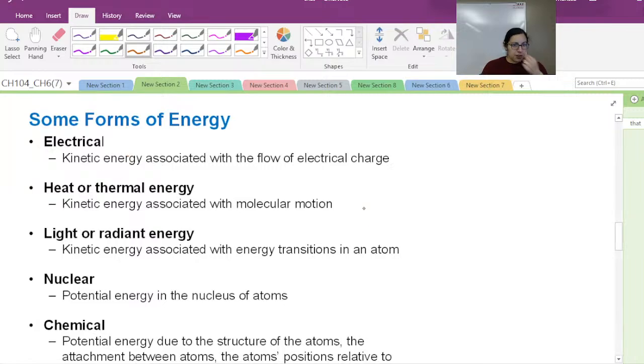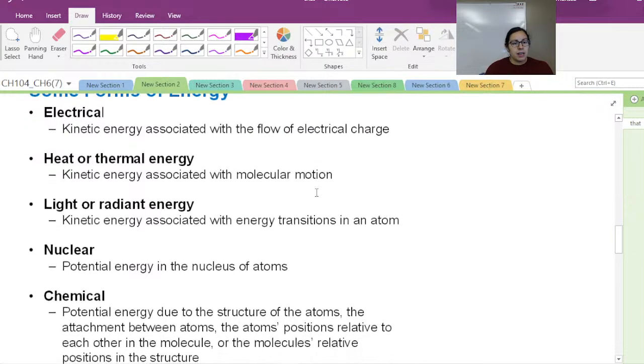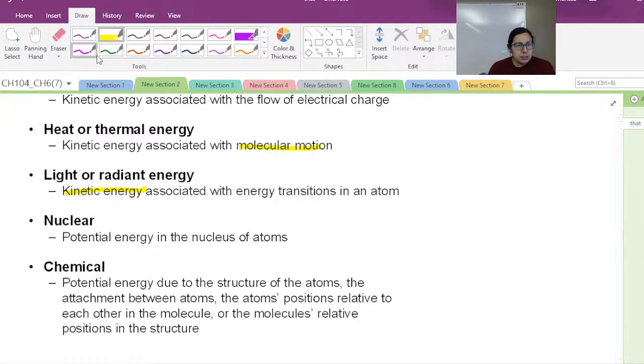And then just other forms of energy to help you classify. Like we mentioned, electrical is a form of kinetic energy, that movement associated with the flow of the electrical charge. Heat or thermal energy, again, that's kinetic energy, since that's related to molecular motion. We've also mentioned this concept of absolute zero, which will be coming back for thermodynamic relevance. Light or radiant energy, that's also kinetic energy. And then the last two are both potential energy.